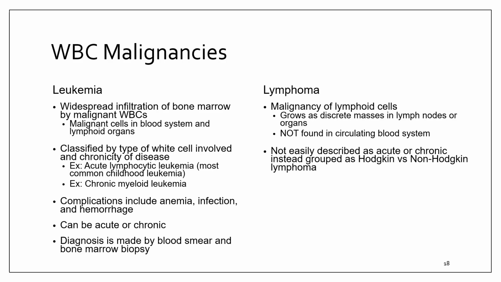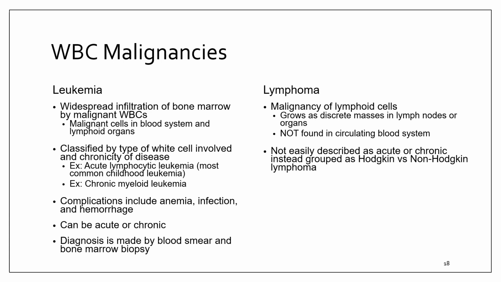As leukemia progresses, normal red blood cell production drops, which results in anemia. Normal platelets drop, which results in bleeding. Normal white blood cell function drops, which gives us infection. So basically, the marrow is full, but it's full of the wrong tenants.